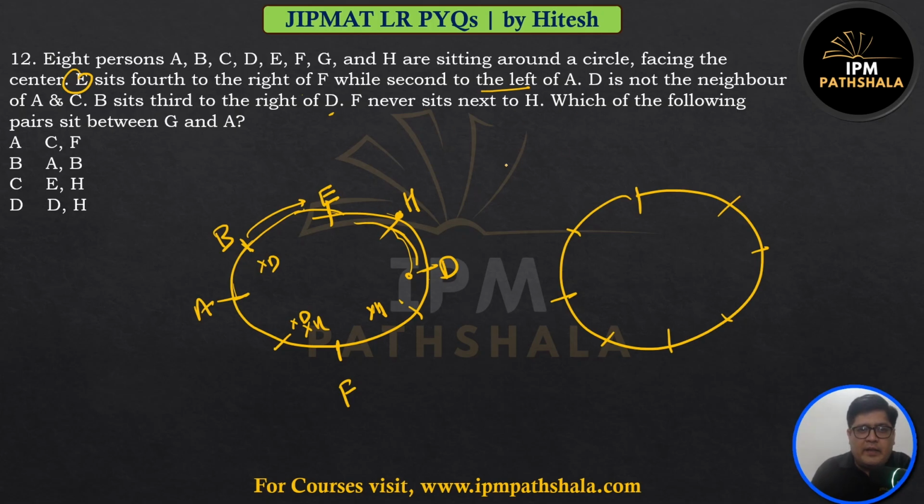Which of the following, more hints? Do we have more hints? Yes. D is not the neighbor of A or C. So this cannot be C. This has to be C. This has to be G.